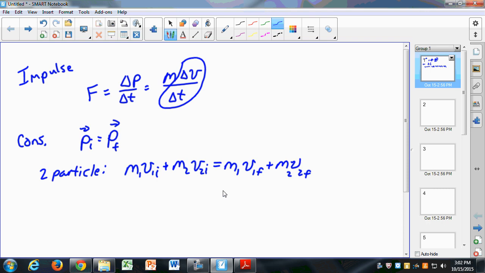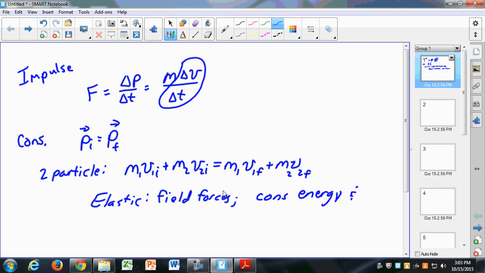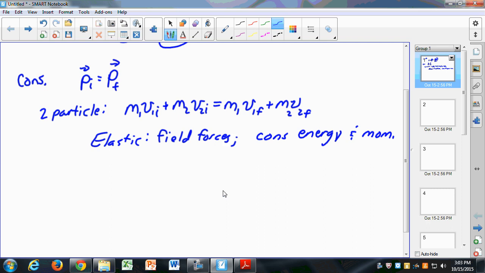Within collisions, you can have a couple different kinds. You can have elastic collisions. In elastic collisions, field forces are involved, because field forces are conservative forces. They conserve energy and they conserve momentum. All collisions conserve momentum, all right, but only a certain class of collisions conserve energy, and those are elastic collisions. And then you also have inelastic collisions, and these only conserve momentum.